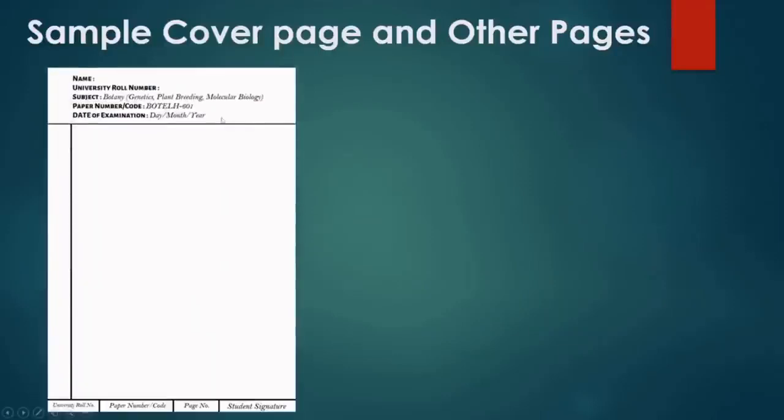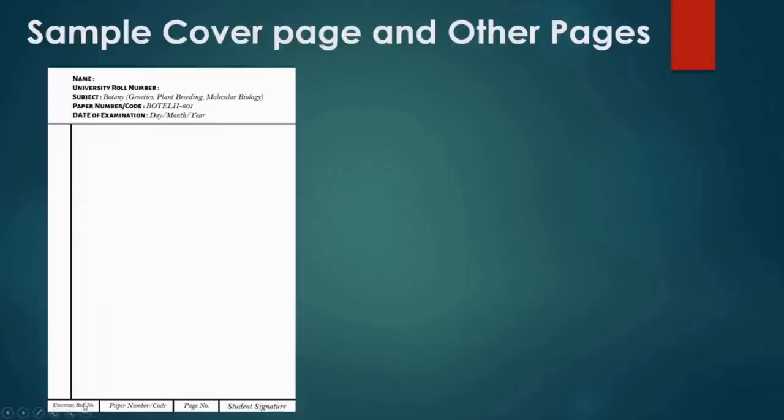This is a sample cover page. So you will write the name, university roll number, your subject and the name of the paper, then the paper number and code, as well as the date of examination. Make sure you draw margins with a ruler that are straight so that your answer script looks more neat and tidy. Then, if you notice at the bottom here, there are 4 boxes. You will have to make these boxes.